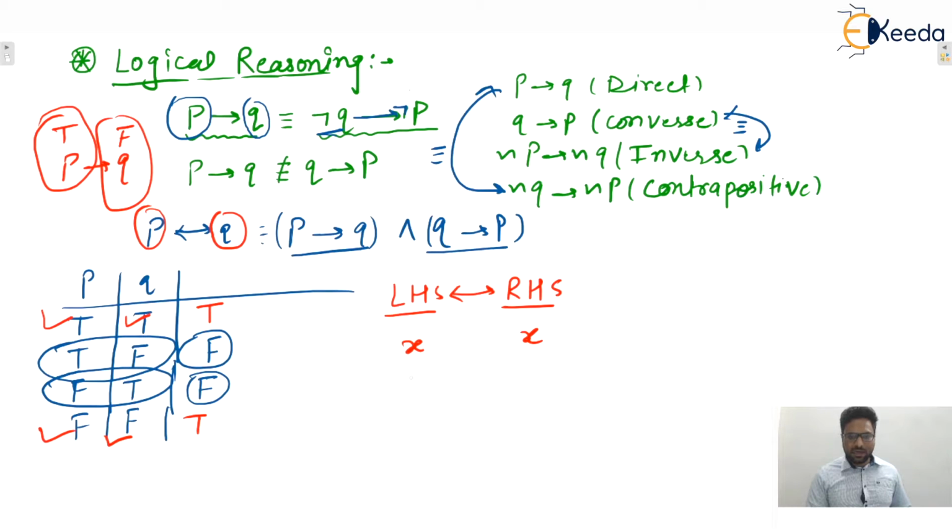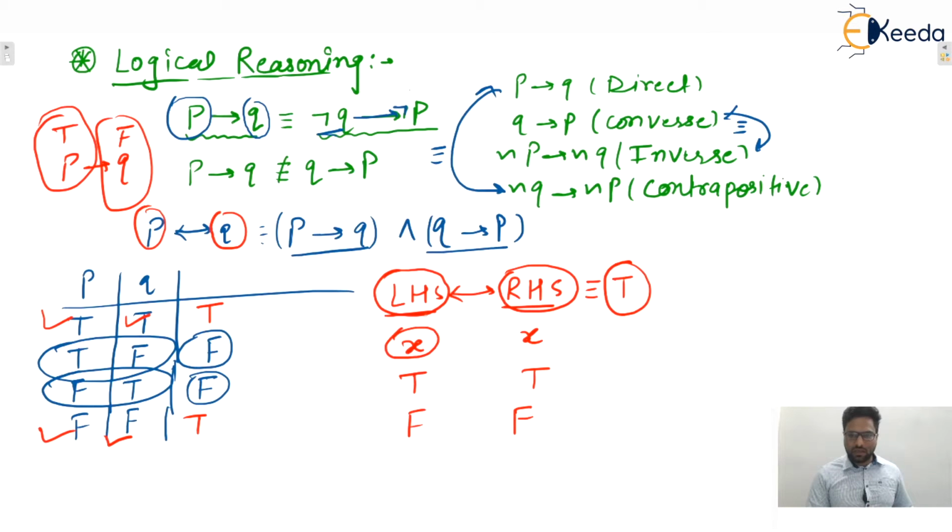Then either X is true, so it will be true, true, or X is false, so it will be false, false. So overall the truth value will be true only. That means whenever both sides of the biconditional are the same, the truth value will be true only. X can be any expression. I hope this one is clear to everyone.